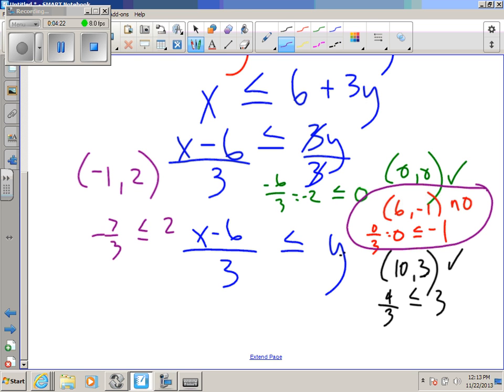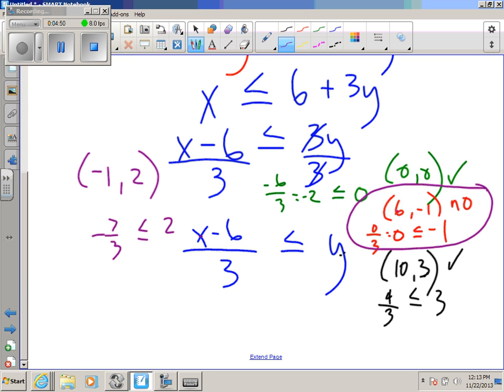6, negative 1. Because when I plugged in 6 for x, I ended up with 0 over 3, which equals 0. 0 less than or equal to y, which is, in this case, negative 1. 0 is not less than or equal to negative 1. Okay. So that's what we're going to be looking for when we solve these inequalities. Let's look at another one.